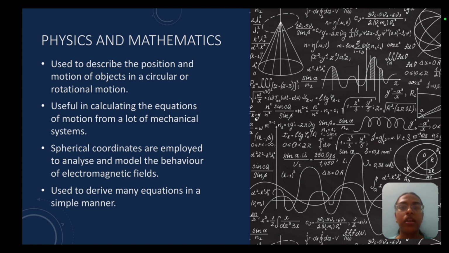Polar coordinates are used to describe the position and motion of objects in a circular or rotational motion. It is useful in calculating the equations of motion for a lot of mechanical systems. It is used to describe the position and motion of objects in circular or rotational motion, such as in the study of planetary orbits or rotational dynamics.